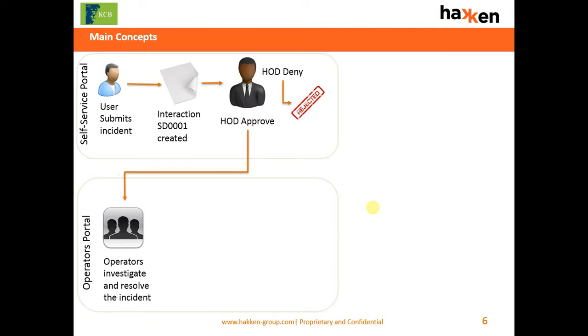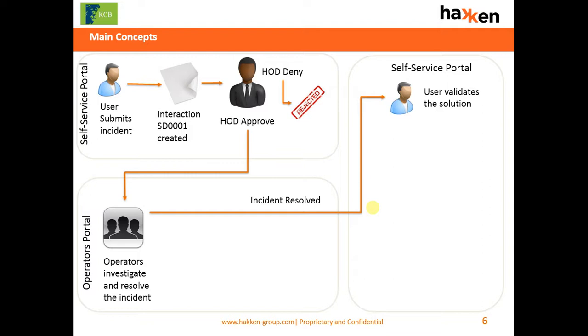After resolving the incident, the flow will move back again to the self-service portal, to the user, the person who submitted. That person will have the final word regarding the incident. Why? Because the user needs to validate the solution. Sometimes the operators solve the incident, they think that the incident is solved, but it is not. There's a problem, there's something that needs to be configured. So the user needs to validate and inform that everything is okay with the solution, or on the other hand, that no, this solution is not working, please review it.